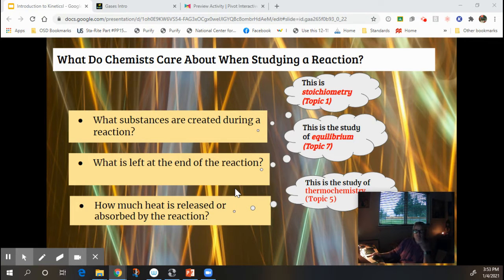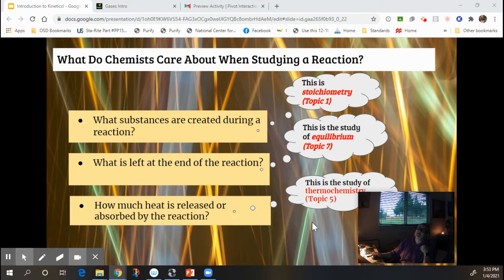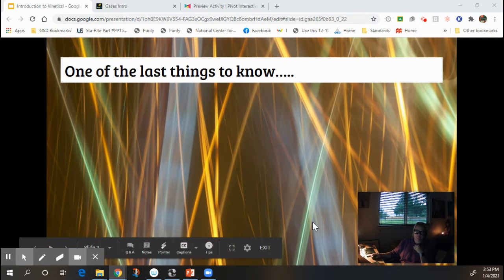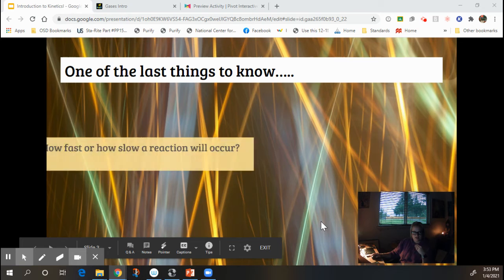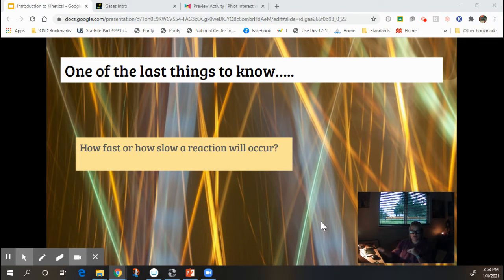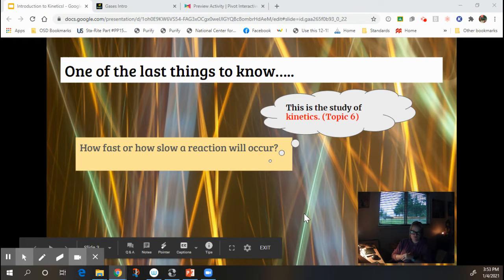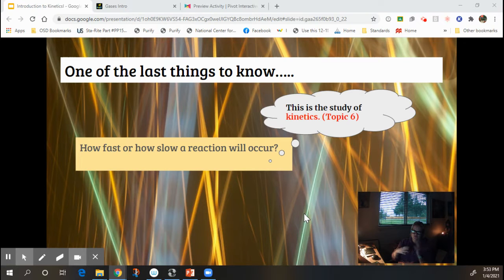So what's the one last thing that we really do need to care about when we're talking about studying chemical reactions? Not the last thing we're going to study in IB chemistry, but the one last main thing that we care about. And that would be how fast or how slow a reaction will occur. And it's the study of kinetics, which is topic 6, and it's going to be learning targets 11 through 13 or 14, I believe.